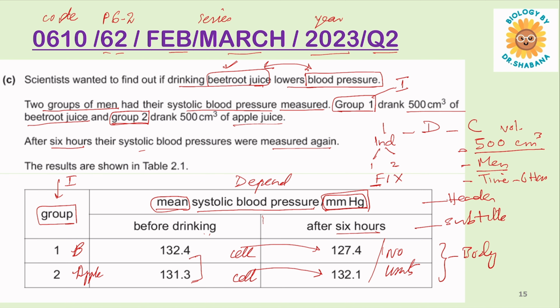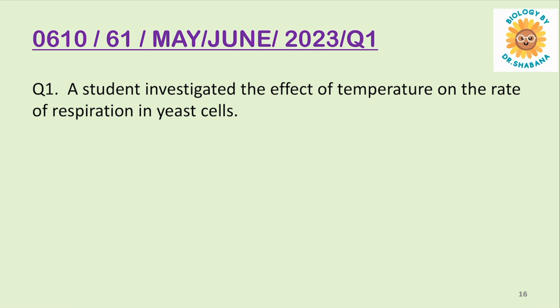So from a couple of lines, we extracted the independent variable, the dependent variable, that was the blood pressure, in short BP, and the constant variable. From just a couple of lines, you can get so much information, right? So I hope you find this useful. Now let's move on to our student investigator.